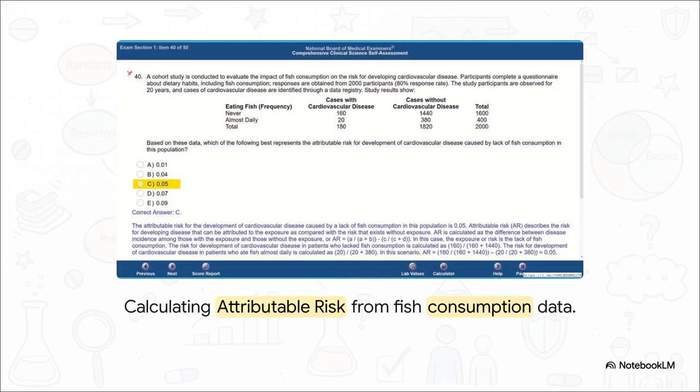Now, think about calculating the attributable risk using some dietary data, like fish consumption. By simply subtracting the baseline incidence from the exposed incidence, we isolate the exact burden of disease. For instance, we might find a 0.05 excess risk caused specifically by that lack of fish in the diet.